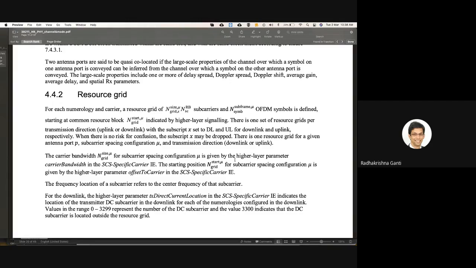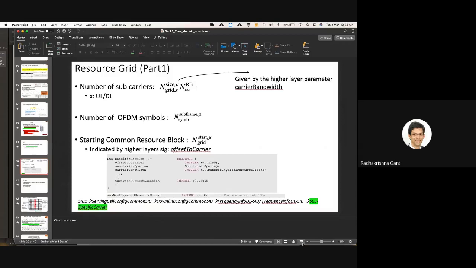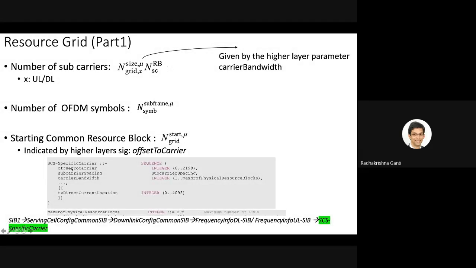Okay, so this grid size for a particular subcarrier configuration mu is given by the higher layer parameter carrier bandwidth in a particular IE called the subcarrier spacing specific carrier IE. That is what I wrote. What is the subcarrier spacing IE? This IE has something called the offset to carrier. It also has the subcarrier spacing and the carrier bandwidth. The carrier bandwidth essentially is an integer from 1 to the maximum number of physical resource blocks. What is a physical resource block? I'll tell you in a minute. There can be at most 275 physical resource blocks. That's what this IE specifies.